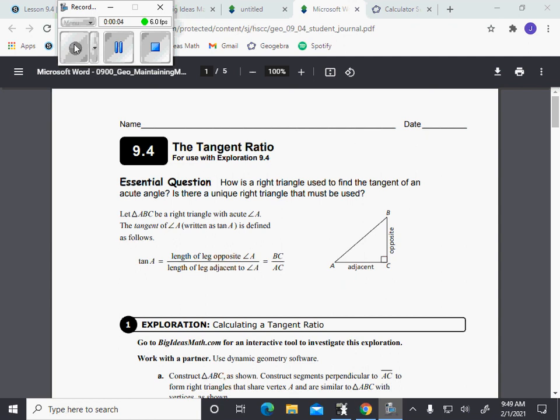Okay, 9.4, we're talking about the tangent ratio. The tangent. I hope you've seen tangent before. It comes from sine, cosine, and tangent, which is what we'll be working with today. Sine, cosine, tangent, we're going to be working with tangent. Maybe you've heard this phrase before. I hope you have.